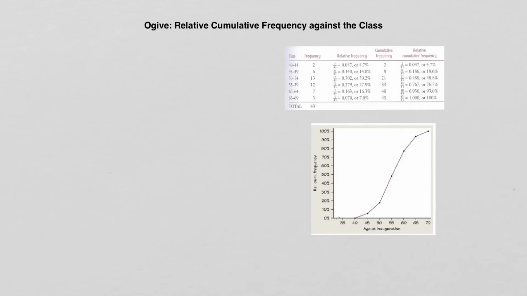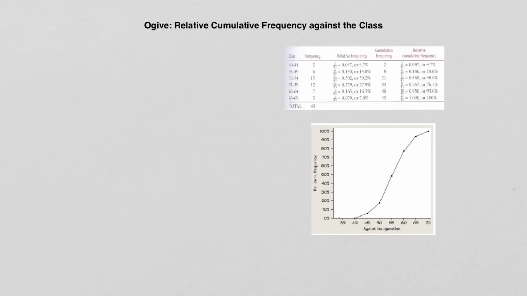And all you have to do to produce an ogive is just to connect these points with line segments. The last point should be coinciding with 100%, okay? And that is in the last category between 65 and 69, okay? Now, once you, of course, write your title, you have a label on the y-axis, you have a label on the x-axis. Notice the x-axis is always the class, whether you're dealing with a histogram or you're dealing with an ogive. It is always the class or the age of the US presidents at inauguration.